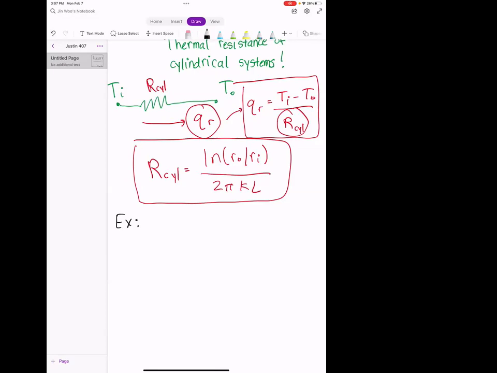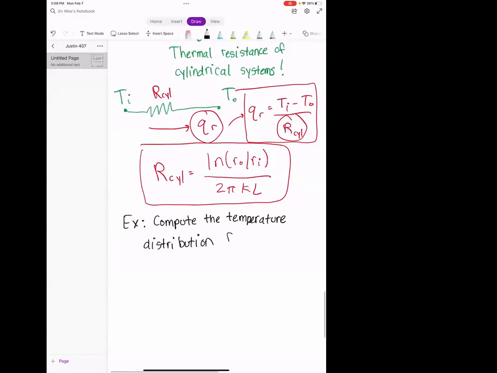This is going to be a temperature distribution problem. We're going to compute the temperature distribution, and we're going to do this for a solid cylinder.